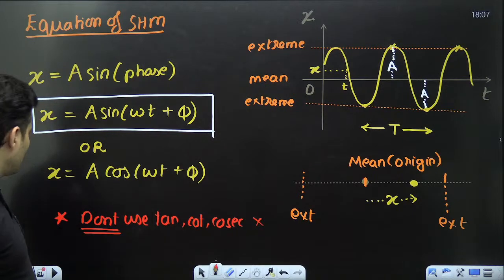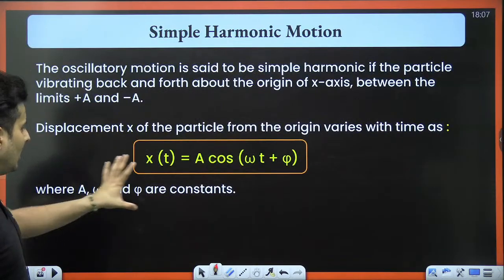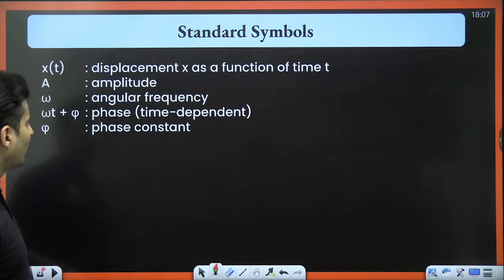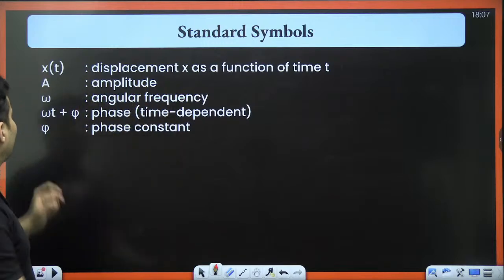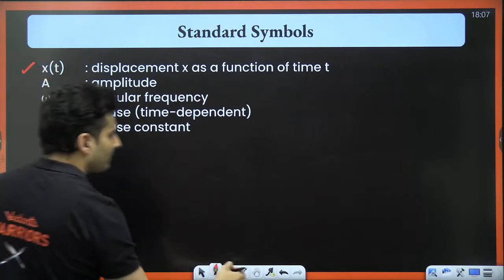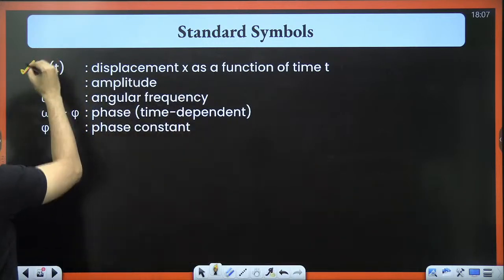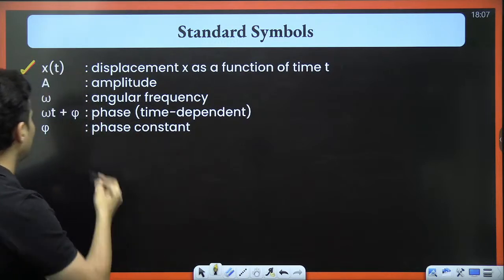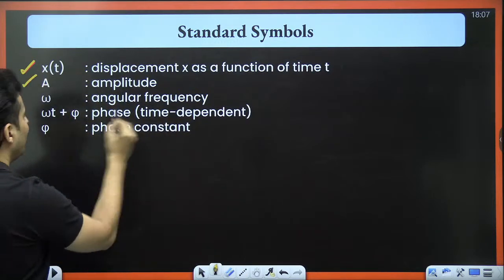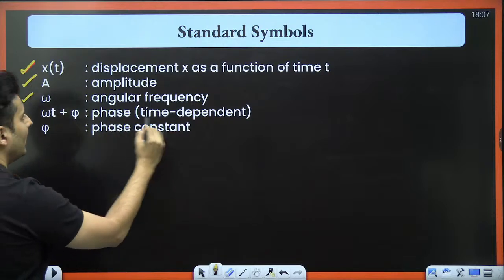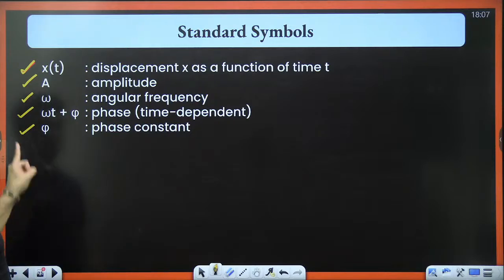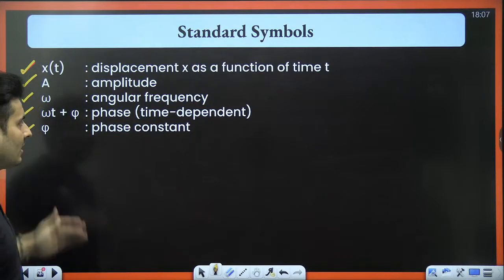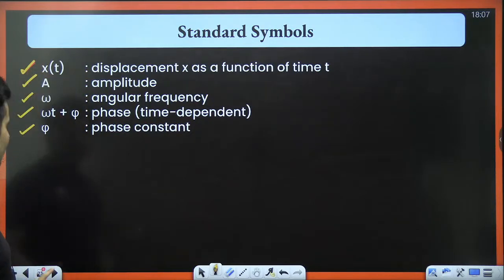Now that you have understood it till here, let's have a look at some questions. So all these things we have done, right? We have seen x as a function of time. You tell me the time, I'll tell you where it is. Amplitude, yes. Omega is angular frequency. Omega t plus phi is phase. Phase constant is the initial one. So that is phi. We have seen all these quantities and their standard symbols.